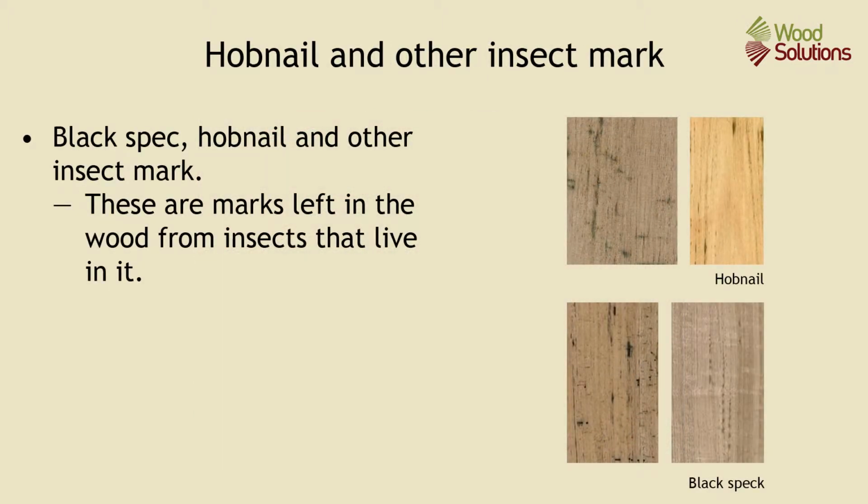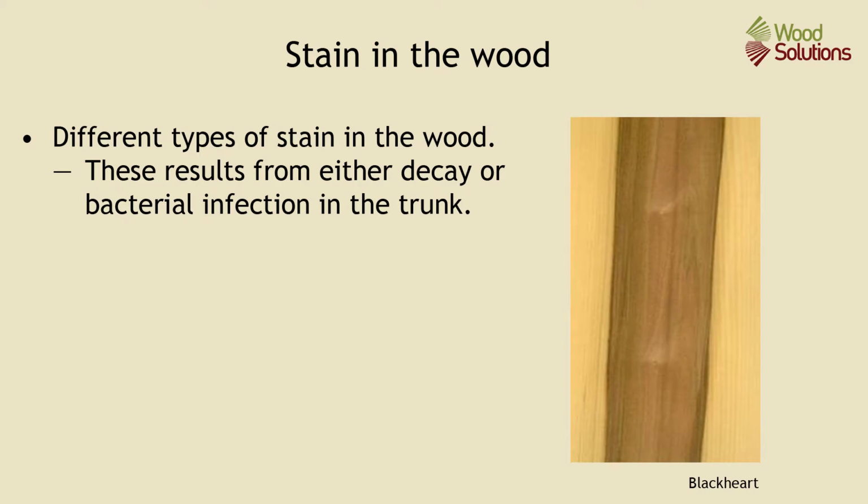Black speck, hobnail and other insect marks are also common, again predominantly in eucalypts. These are marks left in the wood from insects that will live within it. Like knots, the appearance of the insect marks or trail will differ depending on the angle of the cut through the insect's path. Different types of stain can also appear in wood.